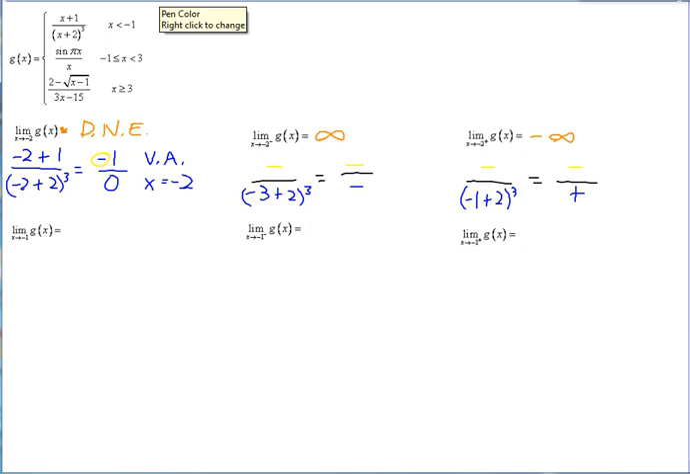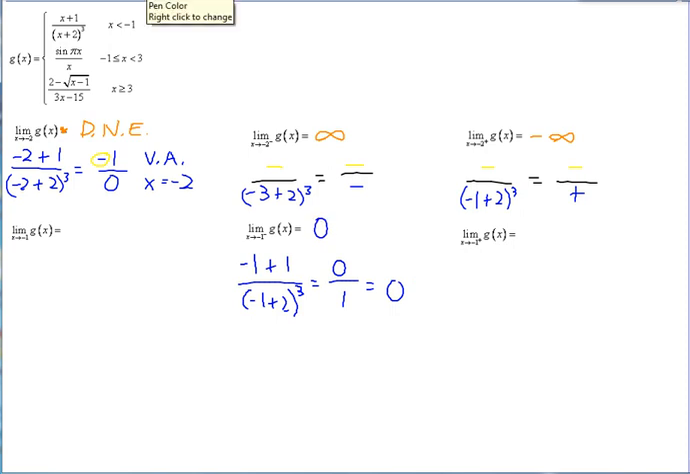Well, to the left of negative 1, this piece would apply. So it would be negative 1 plus 1 over negative 1 plus 2 cubed. Negative 1 plus 1 is 0, over 1 cubed, which is 1. 0 divided by some number is just 0. So from the left, it's approaching 0.